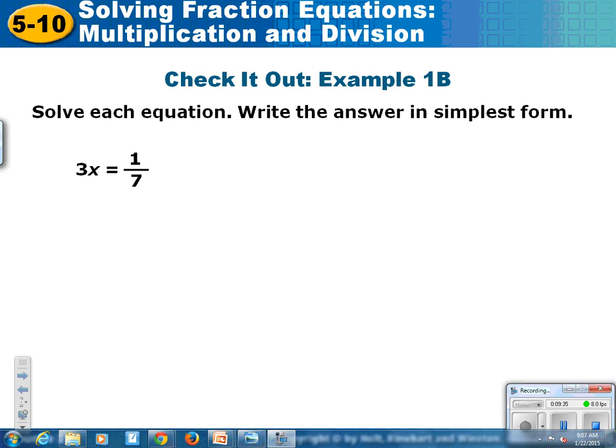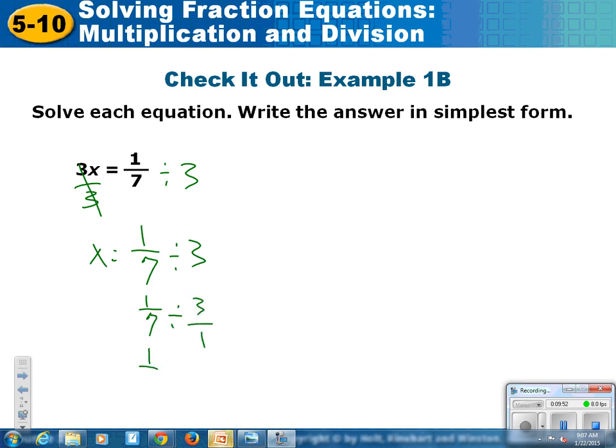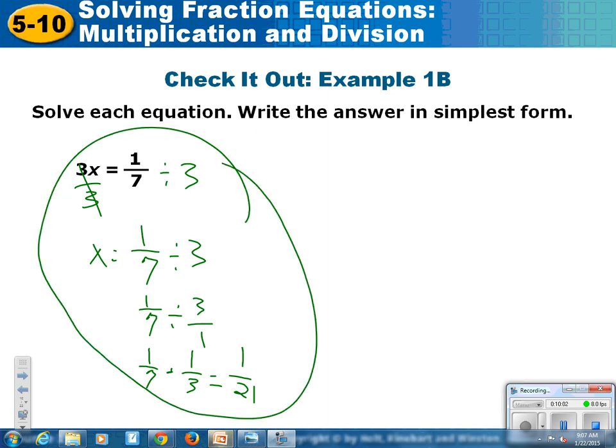All right. So with this problem, you divide by 3 here, you divide by 3 here, you end up with x equals 1/7 divided by 3, which is actually 1/7 divided by 3 over 1, which is 1/7 times 1 over 3, which is 1 over 21. Okay? That is how your homework should look. Except I want x equals at the end. X equals 1 over 21.